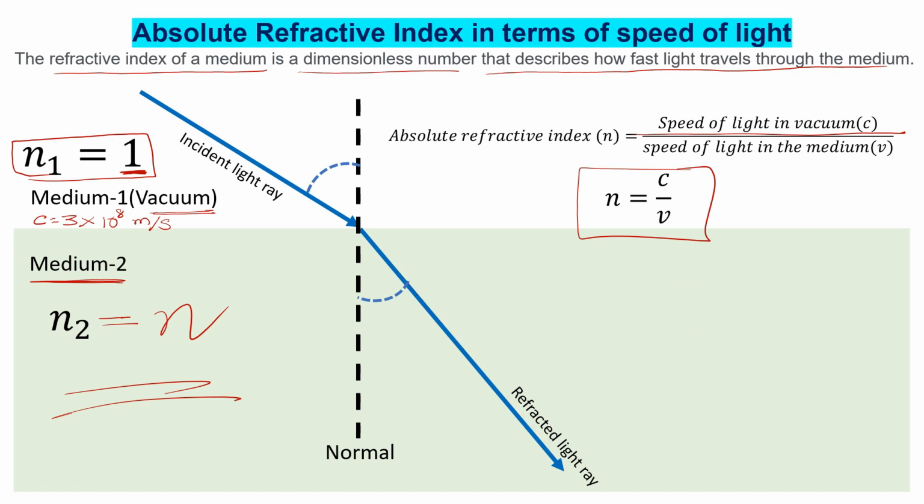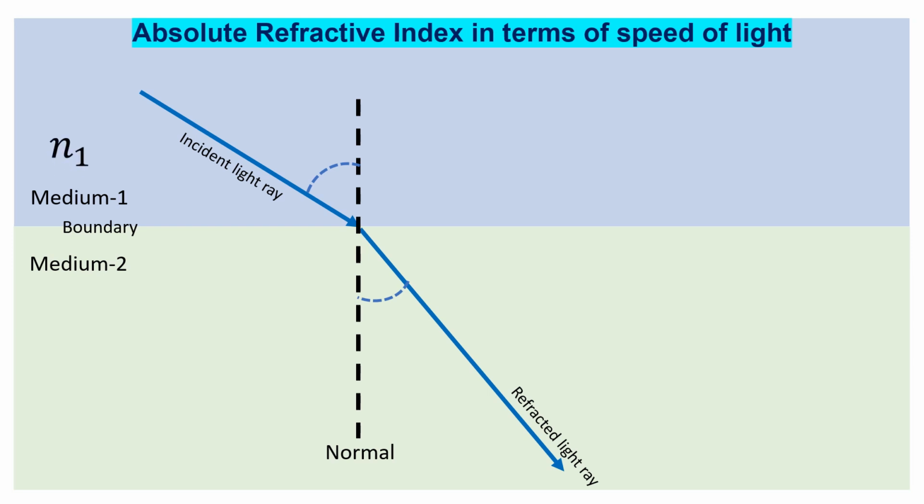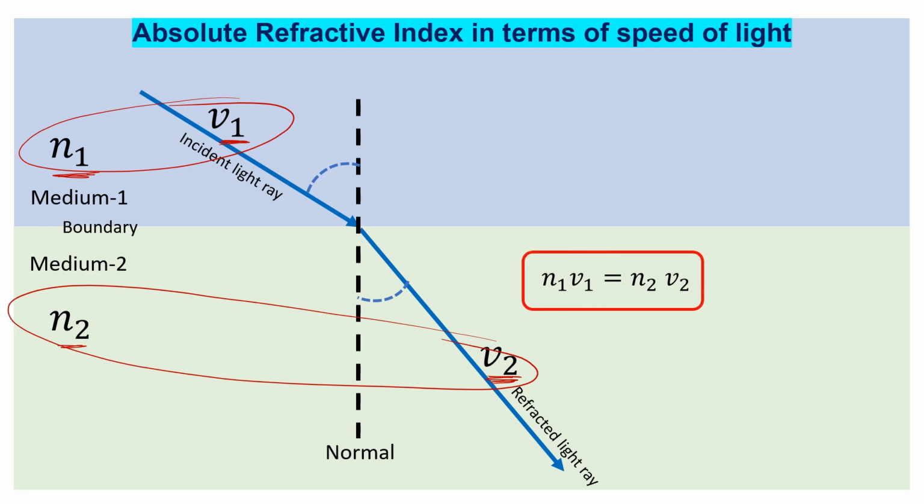Now we can also represent it in another way, which is very easy. Look at here, this is medium 1 and this is medium 2. This picture shows the refraction of light. Suppose medium 1 has an absolute refractive index N1, and the light is traveling in medium 1 with a velocity of V1. Medium 2 has an absolute refractive index of N2, and the speed of the light in this medium is V2. So we can write the equation like this: N1 into V1 is equal to N2 into V2, which is a very easy formula.